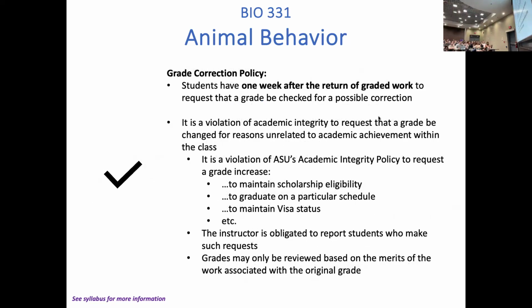Otherwise, grade correction policies. It's a big enough class that it's really hard to do a bunch of corrections at the end. So once a grade gets back to you, you've got 1 week to notice if you think there's anything wrong with the grade, then let me or someone know about that, and then we can take a look at it. But after that week, we have to say that grade's committed after that week.